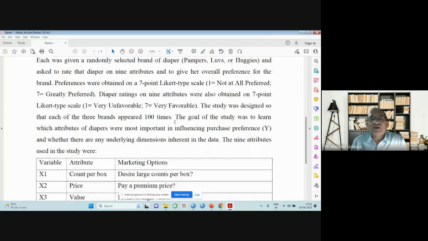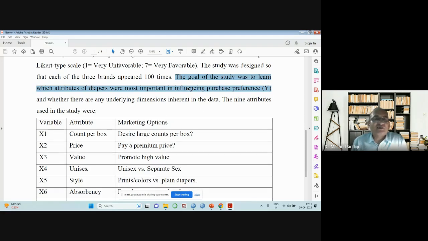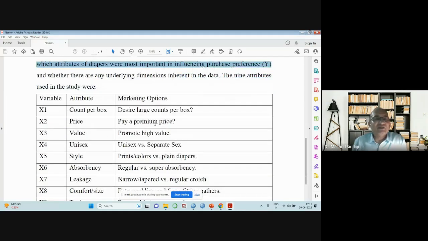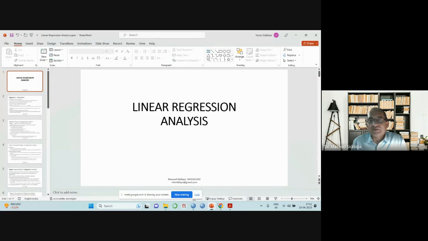And what was the goal? The goal of the study was to learn which attribute of the diaper was most important in influencing purchase preferences. We are dealing with this aspect only. We are not covering the second part, which is related to exploratory factor analysis. Here, on one side we have overall preference, and on the other side we have these 9 diaper attributes. Let me take up the case, and through this case I will explain the concept. I am changing to my whiteboard or the PPT.